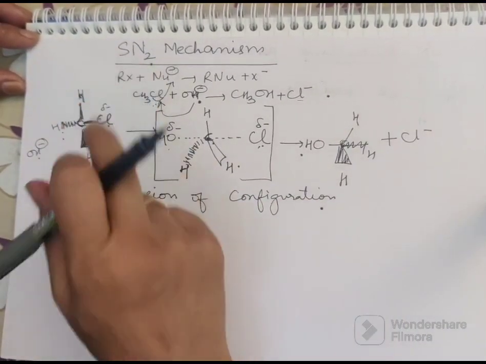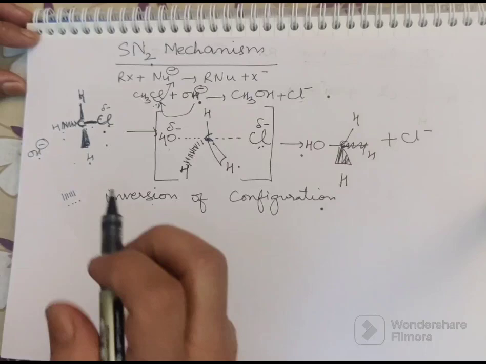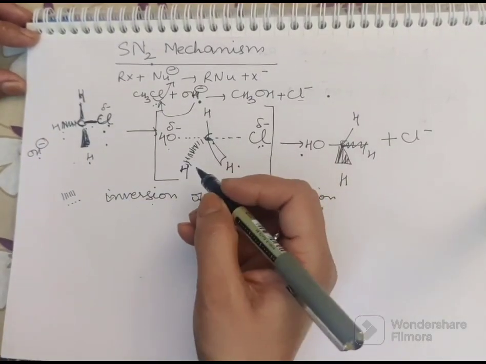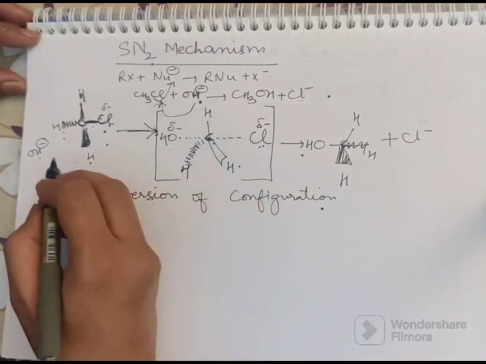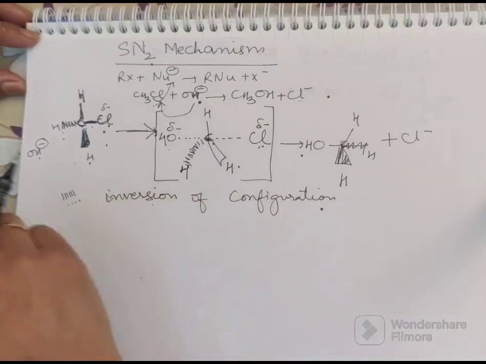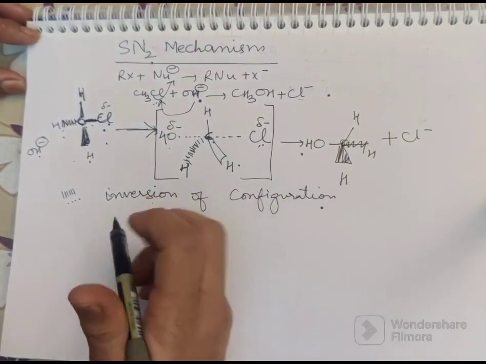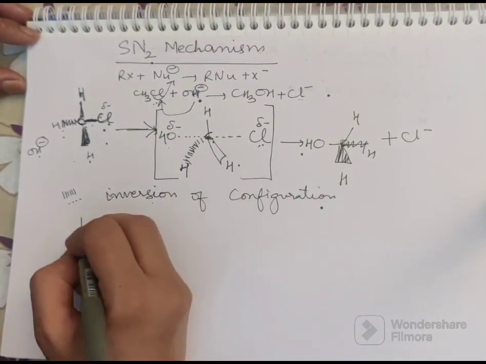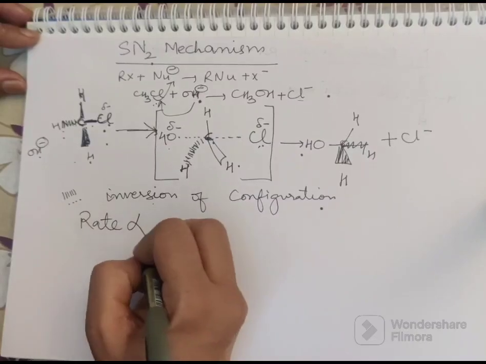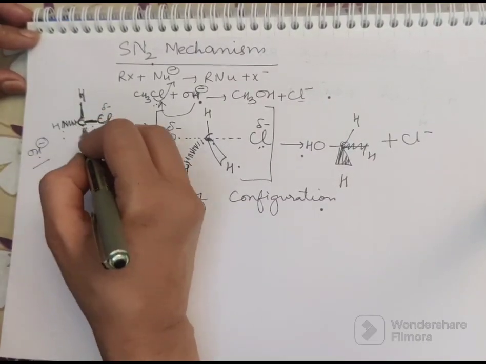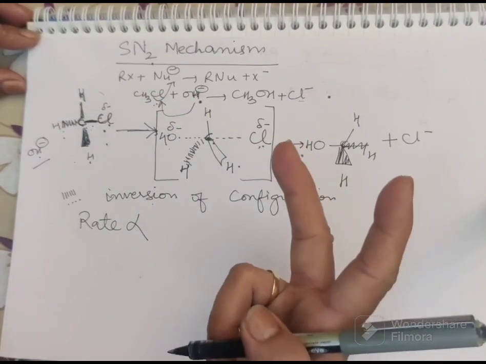Okay. And why do we call this the SN2 mechanism? Whenever we give the rate of a reaction, since this is taking place in one step, if a reaction takes place in only one step, my rate will depend on, you see, OH minus is attacking on this, so there are two reagents involved.